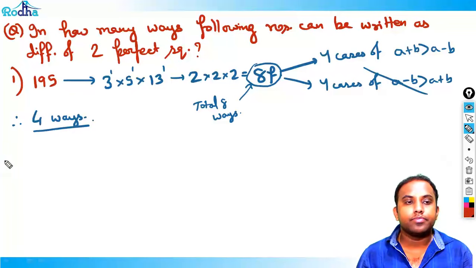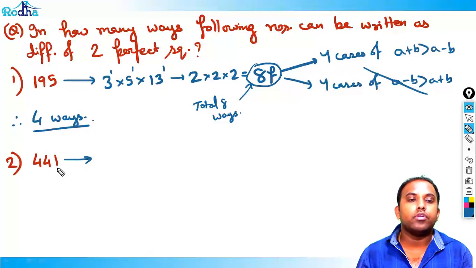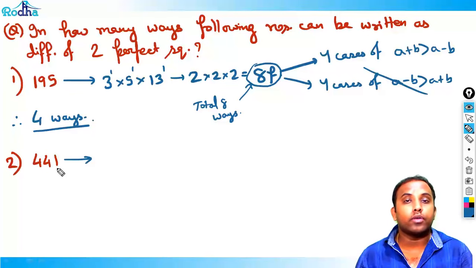Next one. Let the other number be 441. In how many ways can 441 be represented as a difference of two perfect squares? Again the same thing, but 441 we will break down. What is 441? It is 21 squared. What is 21 squared? 3 into 7, so it is 3 squared into 7 squared.